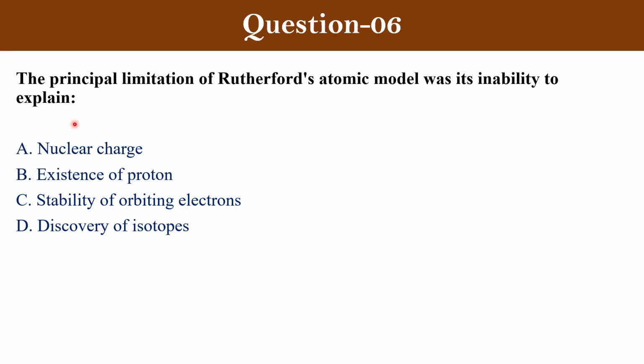The correct answer is option C, that is stability of orbiting electrons. It is a limitation of the Rutherford atomic model, that was its inability to explain it. According to classical physics, an accelerating electron should continuously lose energy and spiral into the nucleus. If this was true, the atom would be unstable. Since atoms are stable, Rutherford's model failed to explain this phenomenon.